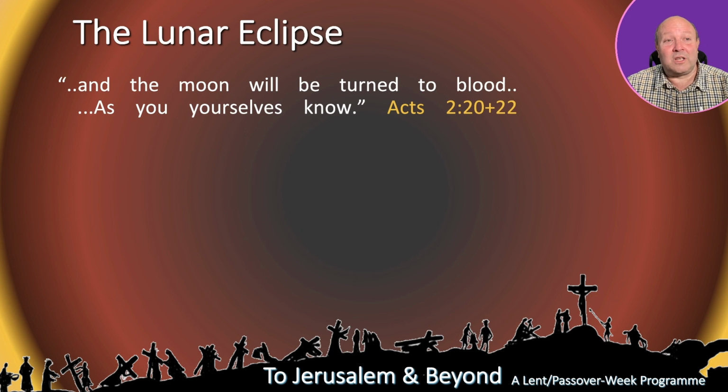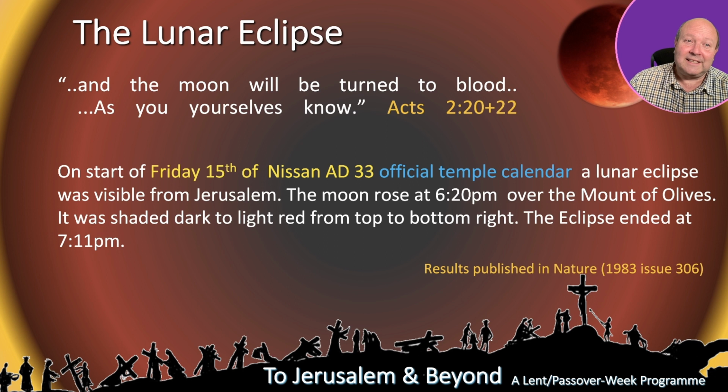And then, of course, there is also a lunar eclipse. Now, that's not mentioned in the Gospels, but it is mentioned in the book of Acts, where Peter is speaking. He's talking about signs. He says the moon will be turned to blood, as you yourselves know. Because in actual fact, on Friday the 15th of Nisan, AD 33, which is the very day we're talking about, using the official temple calendar, there's a lunar eclipse that is visible from Jerusalem. So at 6:20, the moon rose over the Mount of Olives and starts shading itself blood red. It shades from dark to light red, from the top to the bottom right, and the red effect finishes at about 11 minutes past 7.